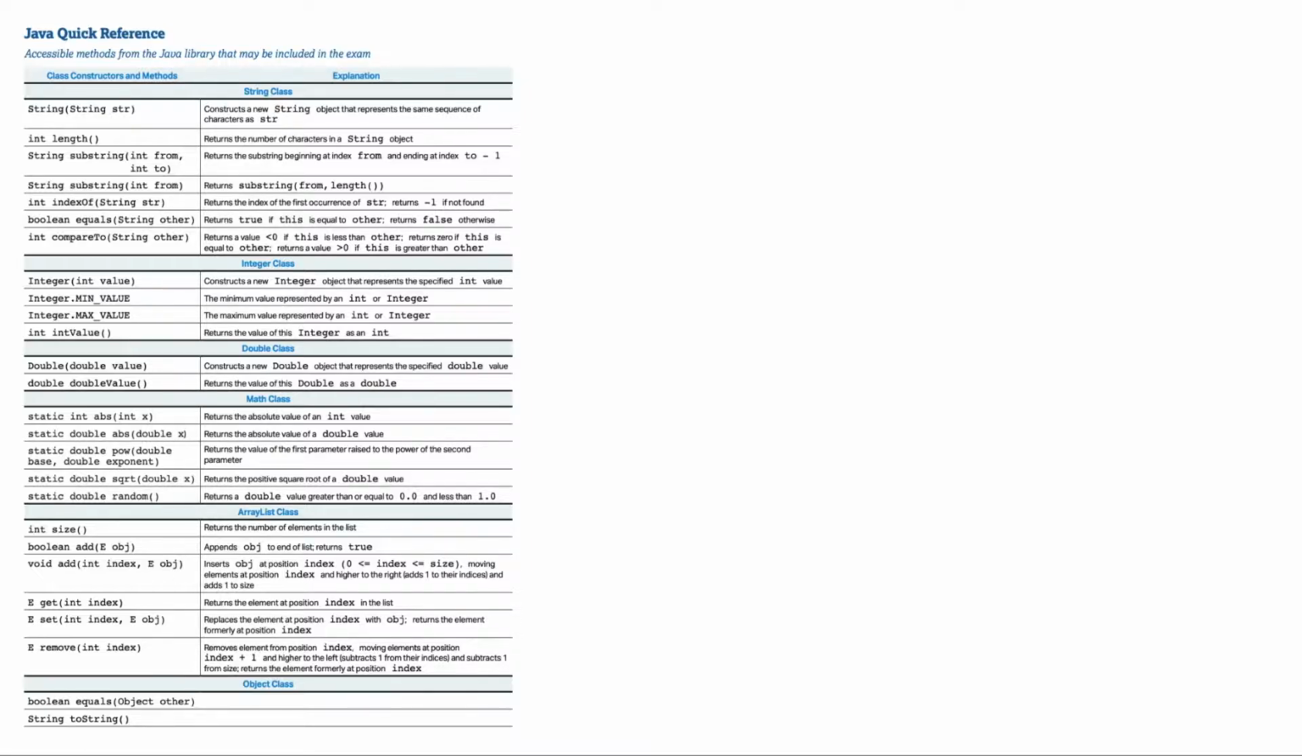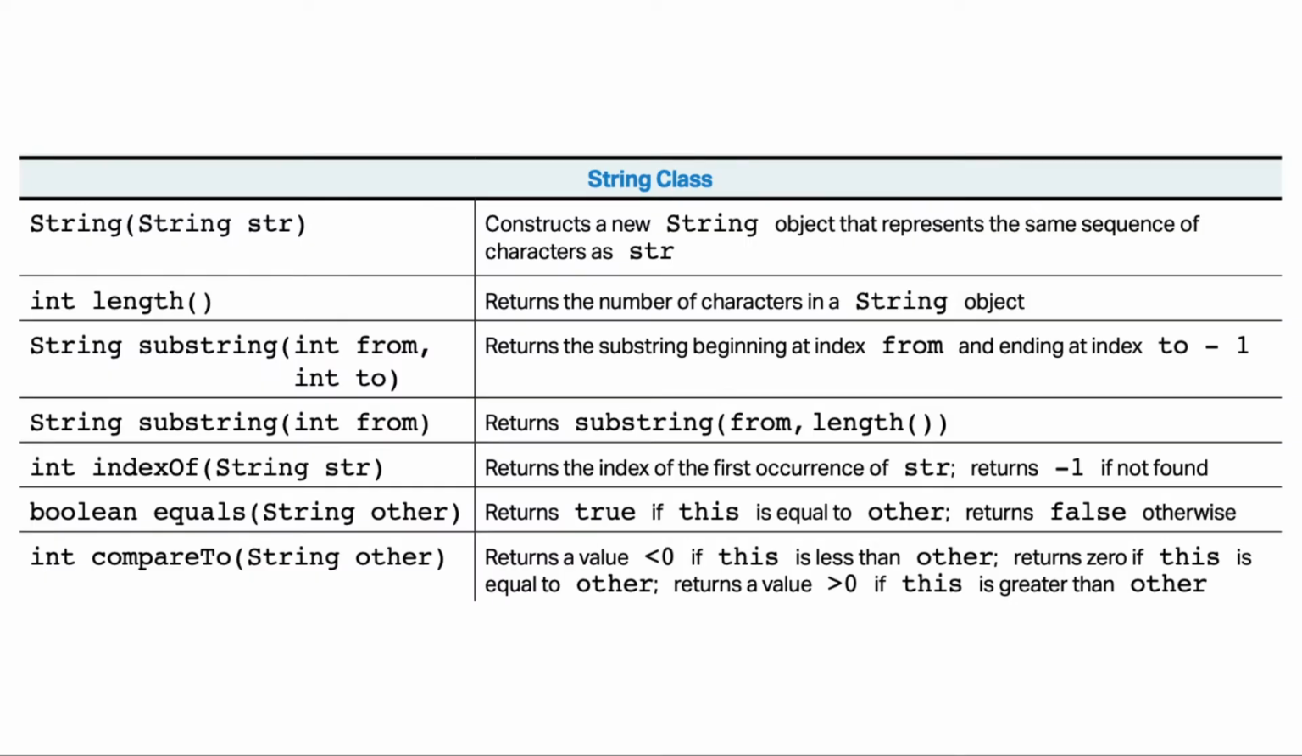For AP CSA, you are expected to know and apply the class constructors and methods found in the Java Quick Reference Guide. Click to download a copy for your personal use. You'll be given this resource on exam day. At this time, we will focus on the constructor and methods you are expected to know and use for the String class. There are many more string methods that can be found in Java APIs and libraries, but these are the ones we are responsible for knowing and applying in AP CSA.